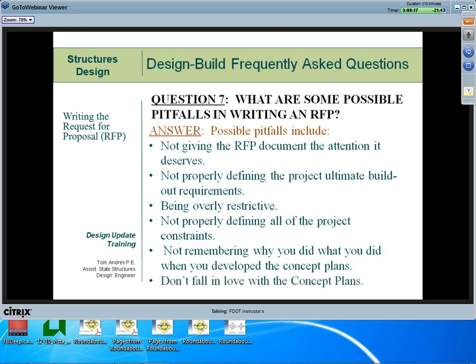Another pitfall is being too prescriptive, except where you have to be. And I'll be talking about this one in more detail in the next presentation.